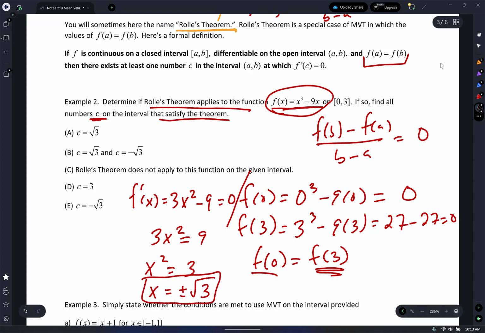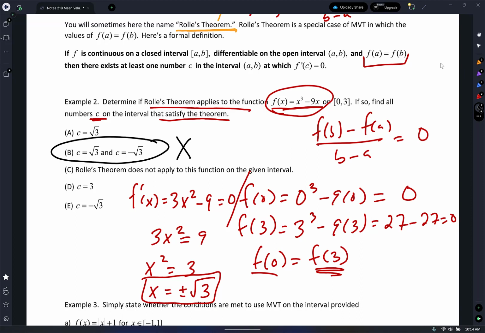At first glance, some of you are going to look at this and see letter B and circle letter B. I want someone to tell me why letter B cannot be it. Tell me, Wilson. Because the interval is 0 to 3. Excellent. They tricked you. You're only looking between 0 and 3, guys. You cannot be negative square root of 3. That's awesome, Wilson. So are we cool with that?